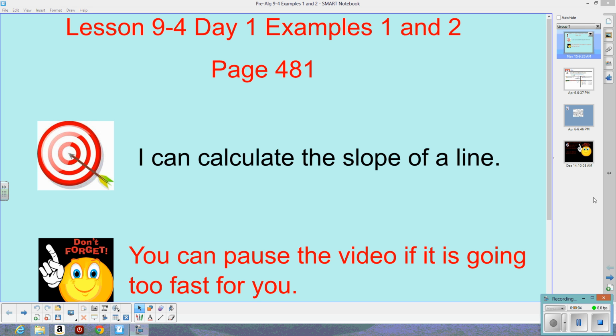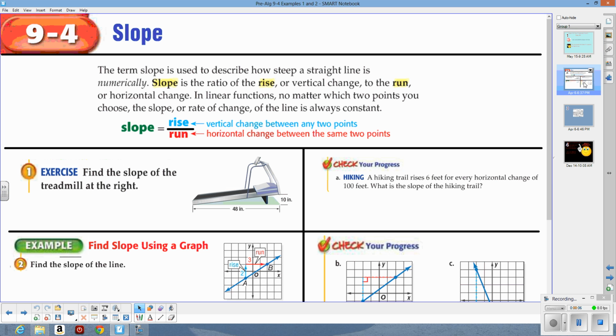In this lesson, you will calculate the slope of a line. The term slope is used to describe how steep a straight line is numerically. Slope is the ratio of the rise, or vertical change, to the run, or horizontal change. In linear functions, no matter which 2 points you choose, the slope, or rate of change, of the line is always constant. You'll want to make sure you have this in your notes.